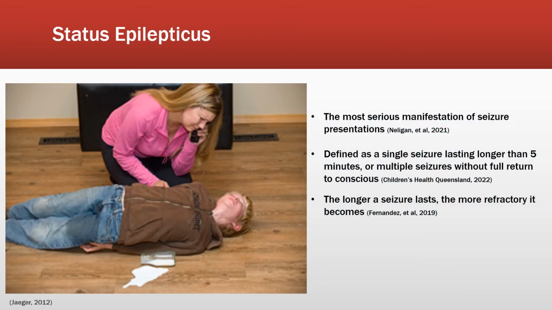When seizures either rapidly recur or fail to self-terminate, a patient may be said to be in status epilepticus. Previously, this has been defined as greater than 30 minutes of seizure activity, but more recently there's been an international trend towards a more conservative definition of a single seizure lasting greater than 5 minutes, or multiple seizures without a full return to consciousness in between. And this is because there's good evidence that the longer a seizure lasts, the more refractory it becomes, making it harder to terminate with our first-line medications.